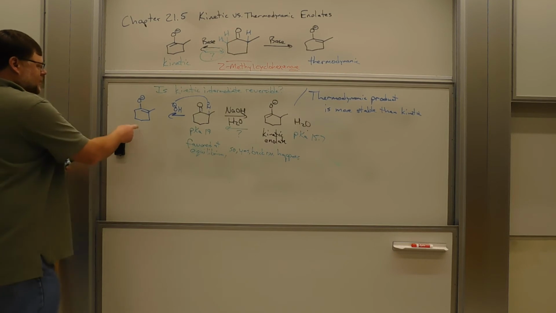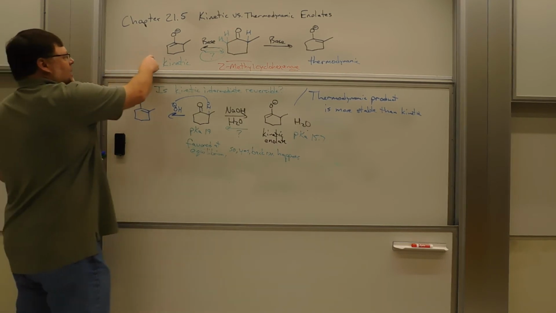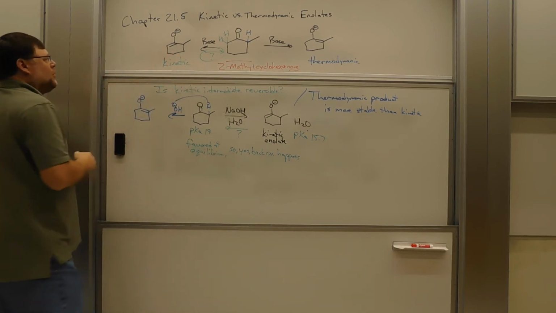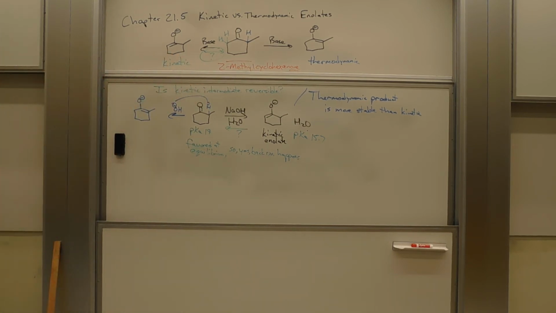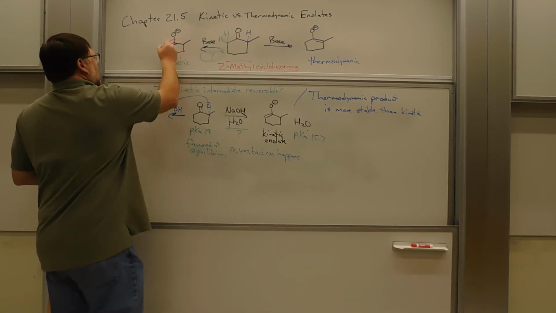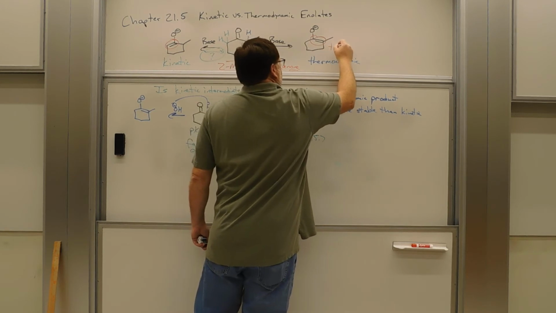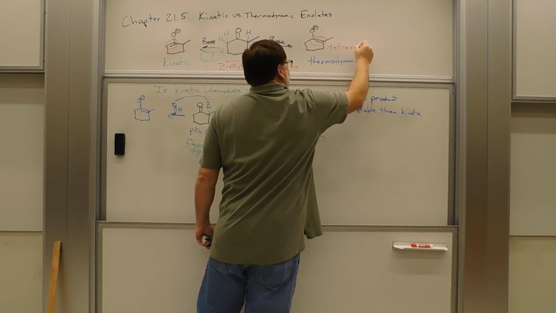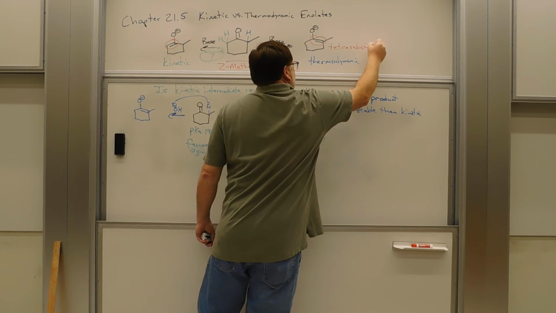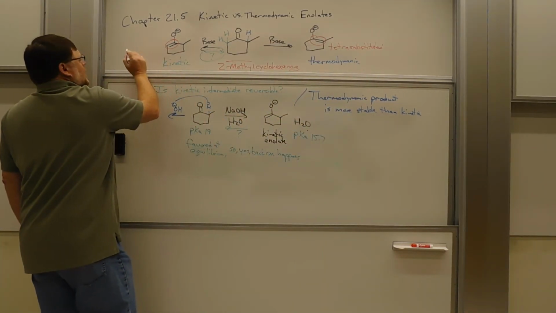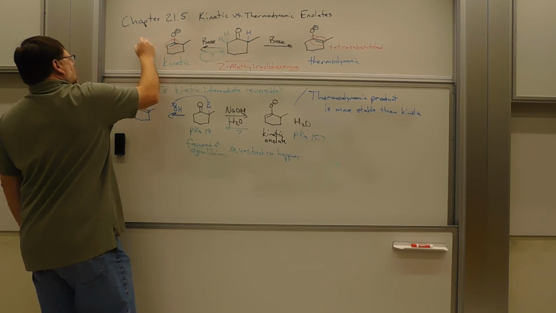So the question is, if we go back up to here, is what I've called the thermodynamic enolate more stable or less stable than the kinetic enolate? And the way you're going to answer that is based on the alkene. So this is a tetrasubstituted alkene. And this is a trisubstituted.